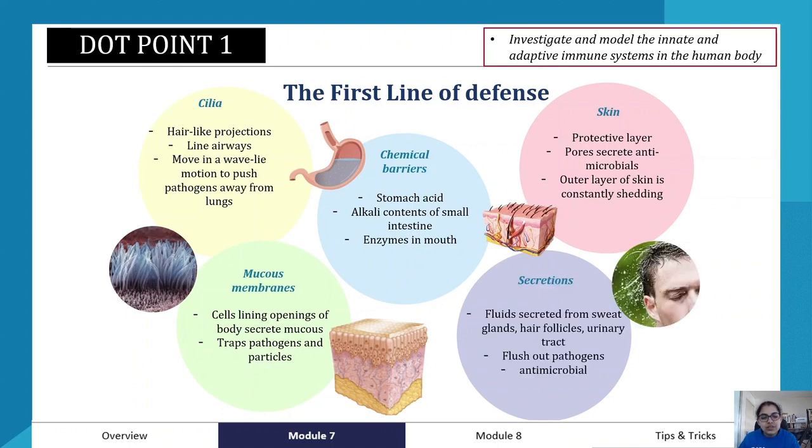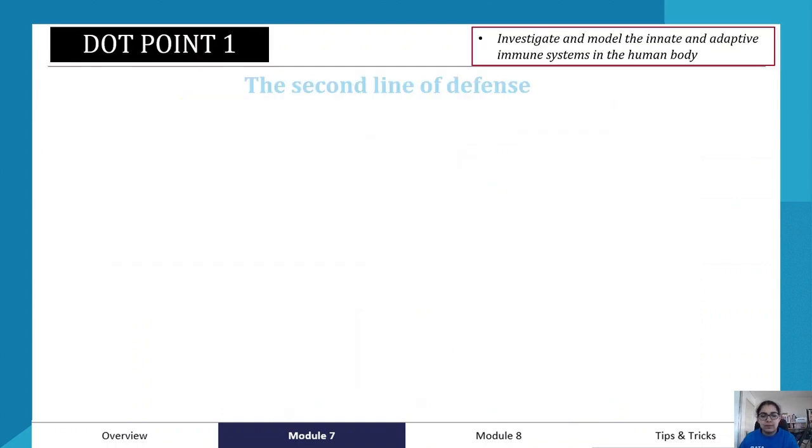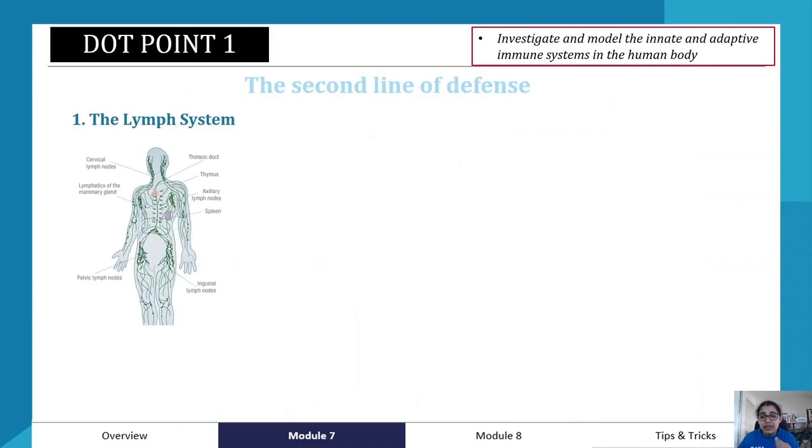And finally, secretions. Things like sweat, our sweat glands, hair follicles, urinary tract, they secrete fluids, and they do that in order to flush out pathogens, and some of them also secrete antimicrobials as well. And that's the first line. This is our natural, innate line, the first line of defense that is always there to protect us against pathogens.